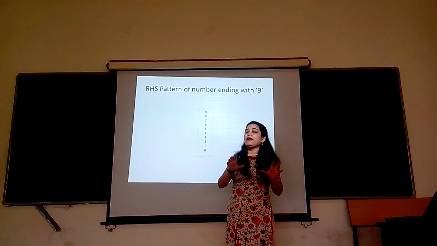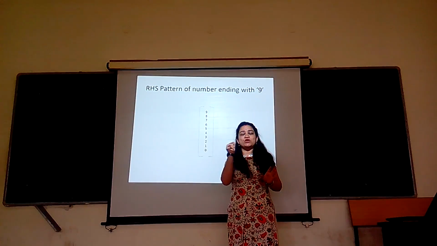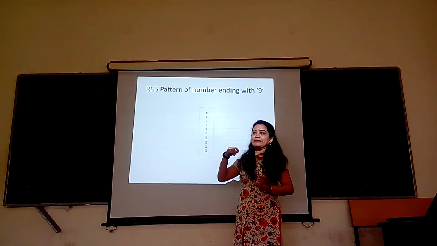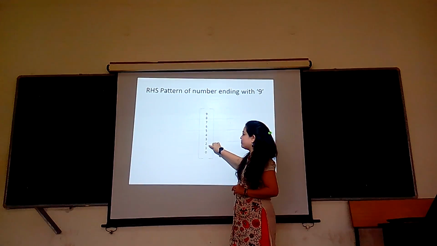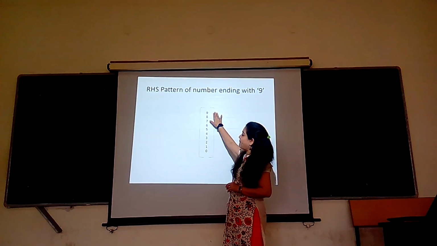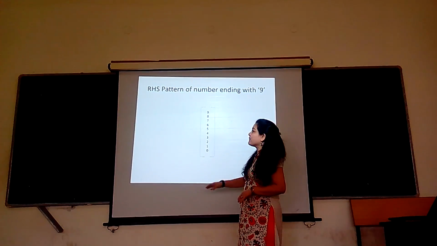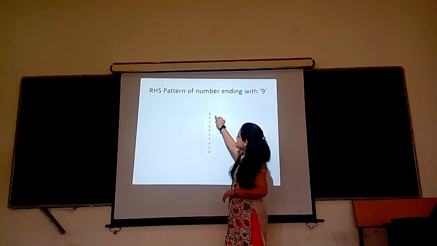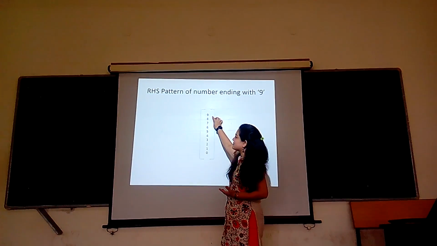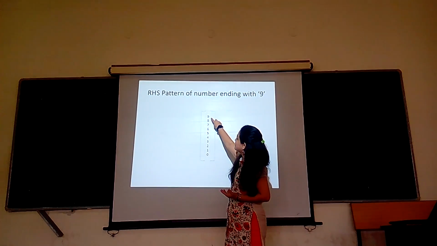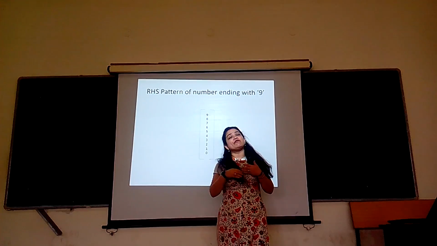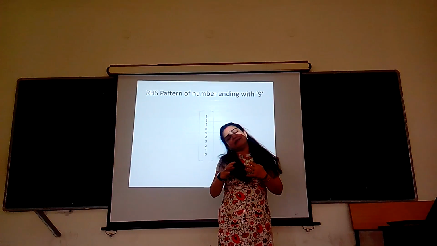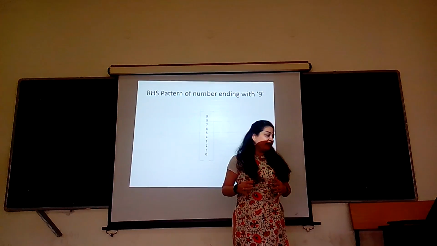Whichever number has the rightmost digit 9, the pattern is 98765432. So this is the pattern for number ending 9. If you look into this pattern, it is decremented. It is a descending order, 9 to 1. And this is the pattern we will follow for all the numbers ending with 9.